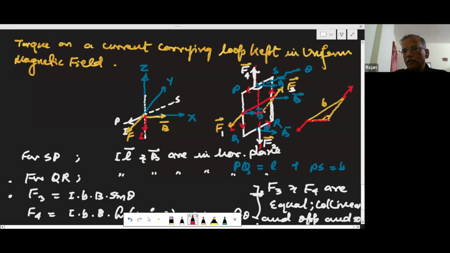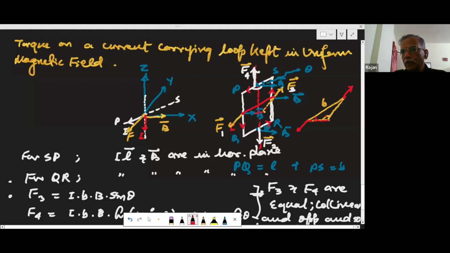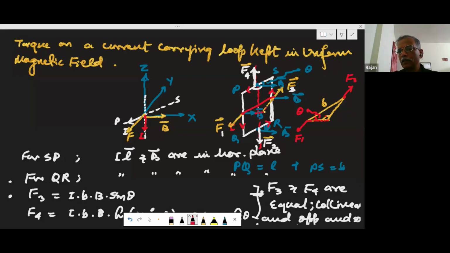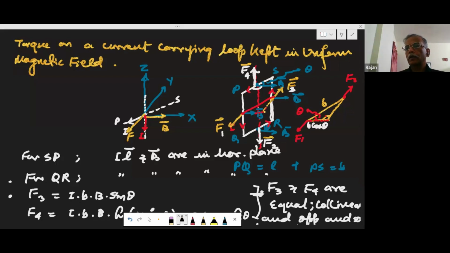How can we find this? This is 90 degrees, and then we had seen that you have the angle between b and the x-axis, that is your theta. This angle is your theta, correct? So the perpendicular distance between your F1 and F3 will be b cos theta. Towards theta is cos, away from theta the other one is sine. So I'm interested in cos. So I am getting b cos theta. Now this will give you the torque, the rotational effect.